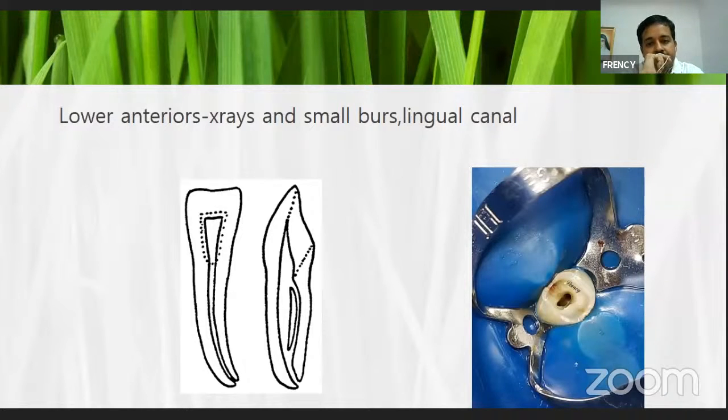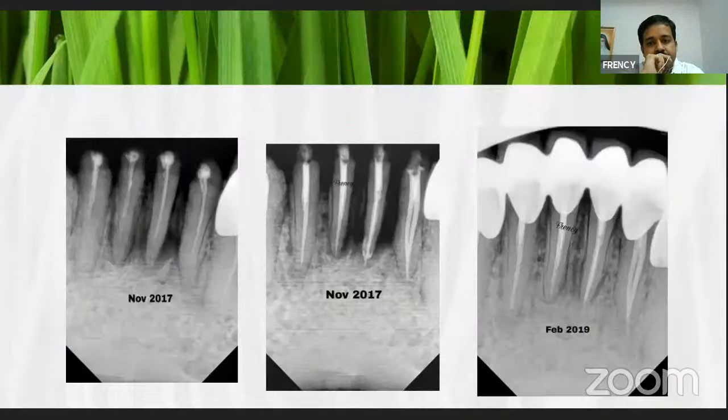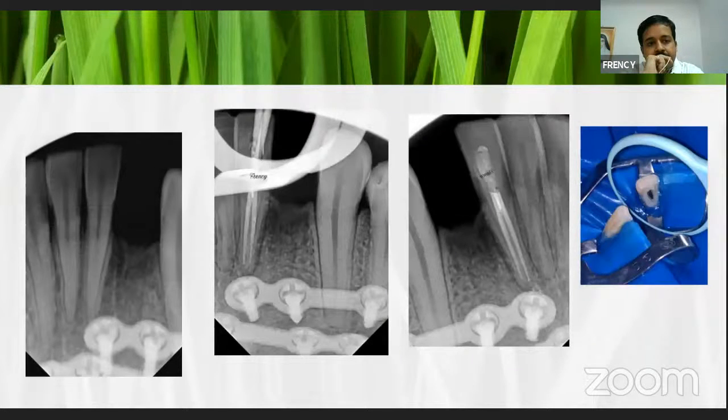Then always look for the lingual canal. The lingual canal may occur at a sharp angulation from the coronal aspect. So always look for the lingual canals. Here you can see a RCD, you can see the lingual canals in lower anteriors. Then here also a lower anterior with intentional RCT after a trauma. You can see two canals with separate portals of exit, which is not very common in lower anteriors.